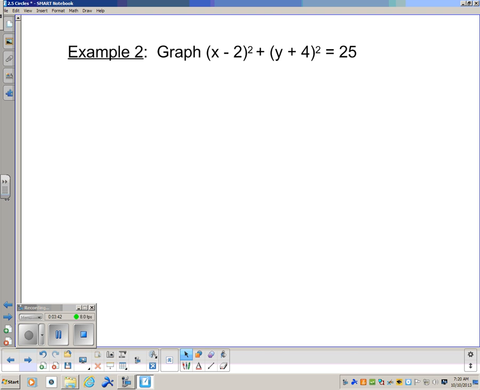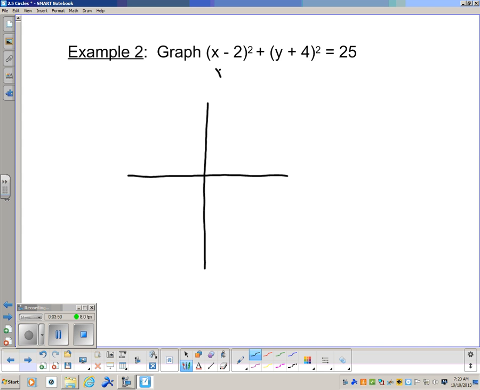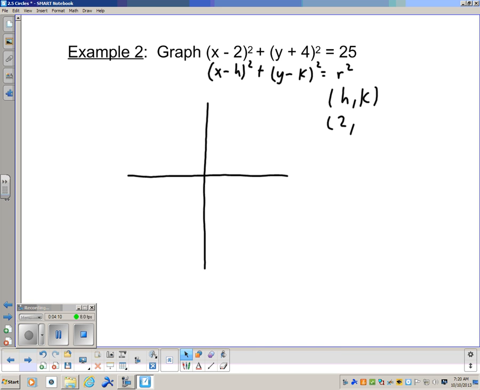Let's try another one. We're supposed to graph this one out, so let's identify our parts. Our equation says (x minus h) squared plus (y minus k) squared equals r squared. The center of my circle is (h, k), and it's supposed to be a minus in there, so my h is just 2. There's not a minus with the plus 4, but I could change it by writing minus a negative 4. So then my k value would have to be negative 4.